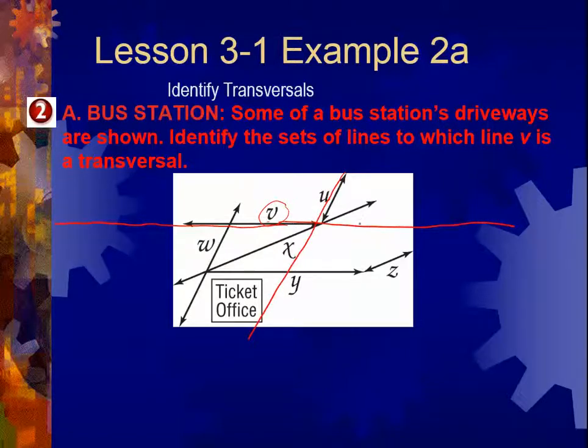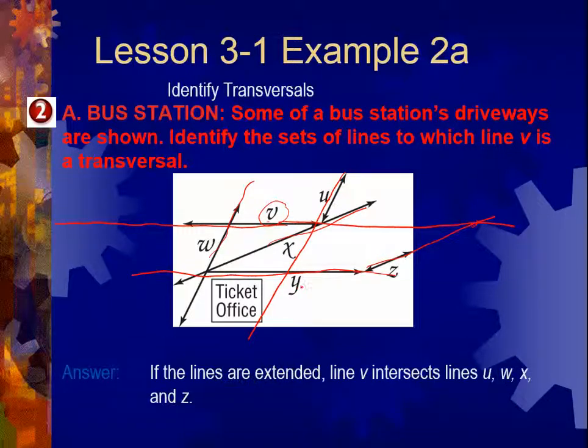So does U cross it? Yep. Does X cross it? Yep. Does W? Yep. Does Z? Well, if you keep going on forever, yep, out here it does. Does Y? Nope. So what kind of lines are V and Y? They are parallel lines. So everything but Y. Okay?